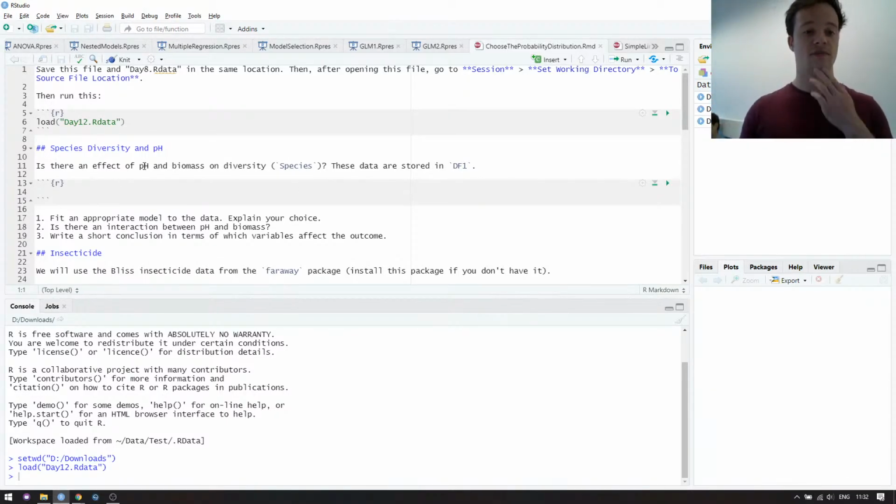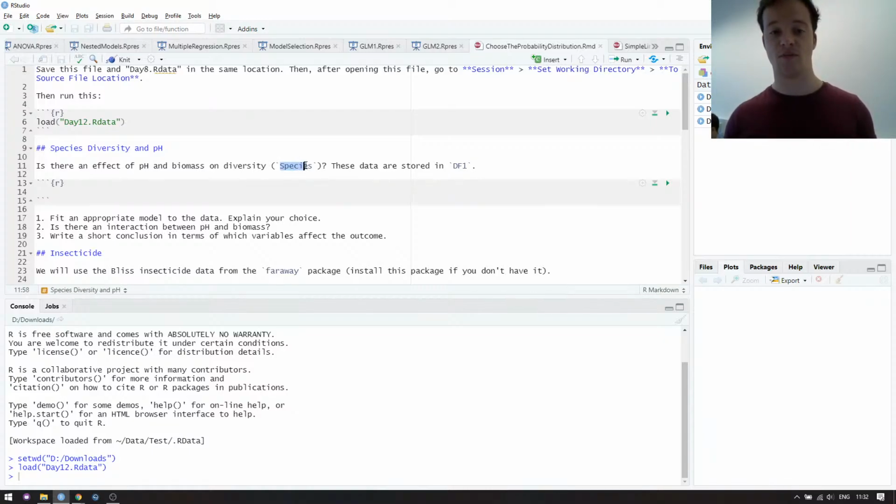Okay, so first one: is there an effect of species, is there an effect of pH and biomass on diversity? And diversity is the variable species. And these data are stored in df1.